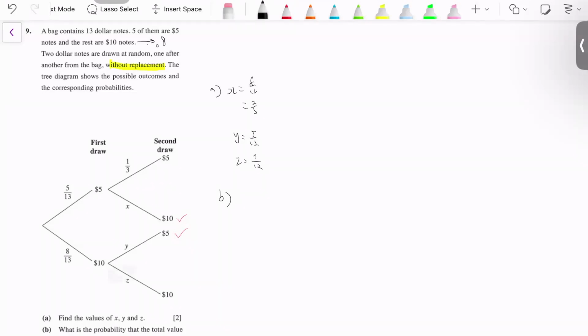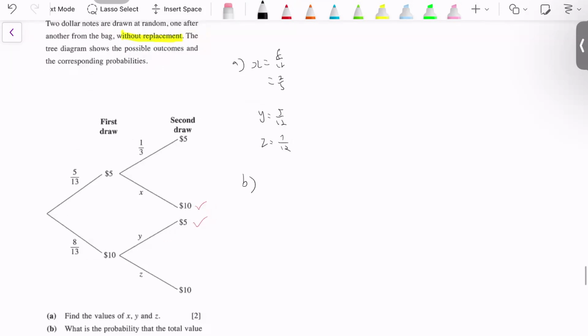So which is 5 out of 13, the first note being the $5, multiplied by our X, which is 2/3, where our second note is $10. Then we add 8 out of 13, the first note being $10, multiplied by our Y, which is 5 out of 12, where our second note is $5. And that will give us 20 out of 39. Okay? So this is our probability where the total value is $15.